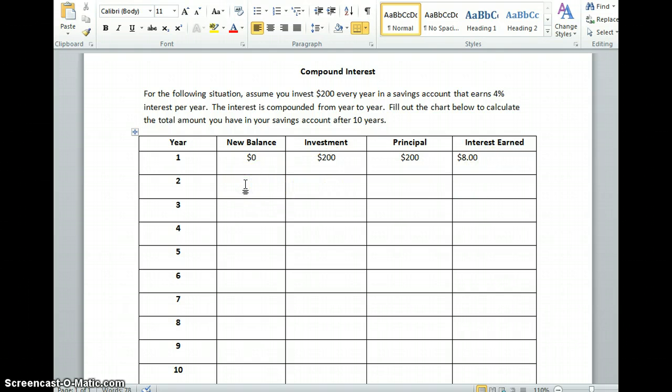My new balance: I had a $200 principal, and then I earned $8, which would be my 4%. So my new balance is going to be $208. Forget my dollar sign there. Knowing what I know, I'm going to continue to add $200 every single year, so I'll put 200 in there. Now for my new principal, I need to take my new balance and add my new investment. That gives me $408.